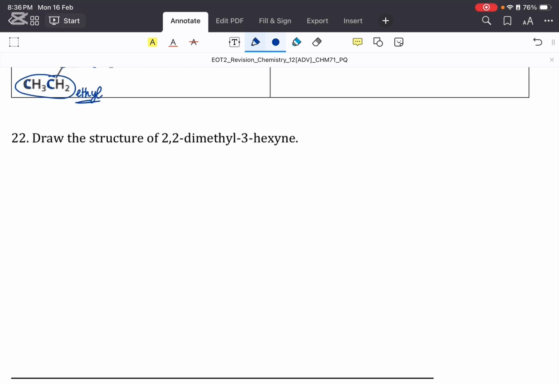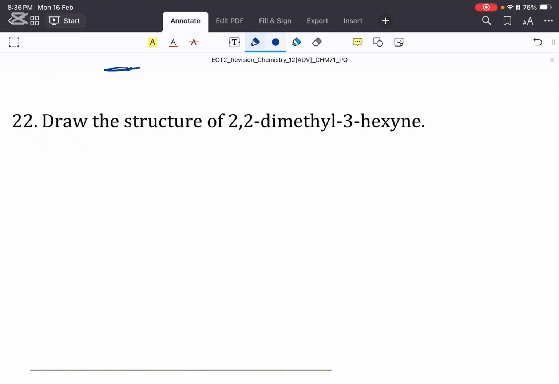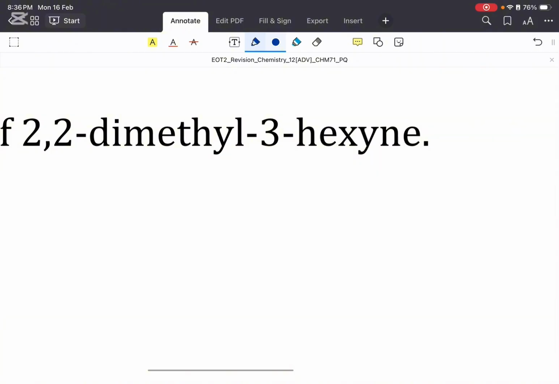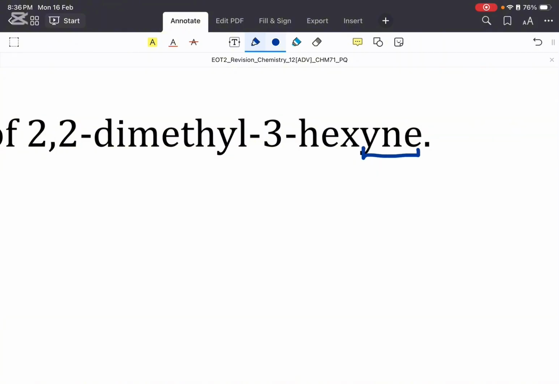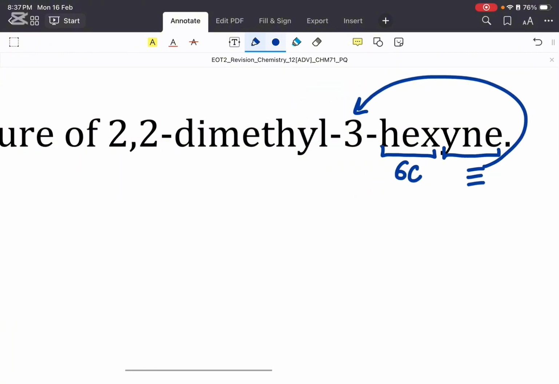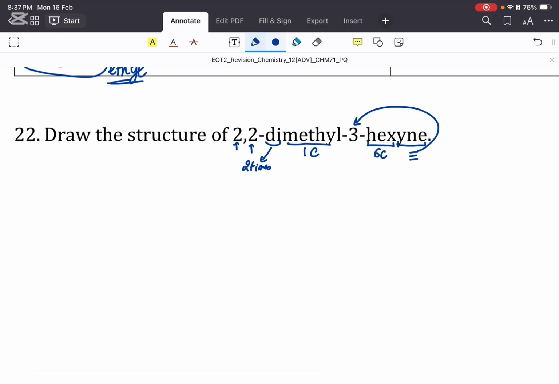Draw the structure of 2,2-dimethyl 3-hexyne. Let's start understanding the name. Yne means I have a triple bond. Hex means I have 6 carbons, and my triple bond is located on the third carbon. Now, on the second and on the second as well, I have twice repeated the methyl. Methyl is a 1 carbon branch. So this 1 carbon branch, I will see it twice.